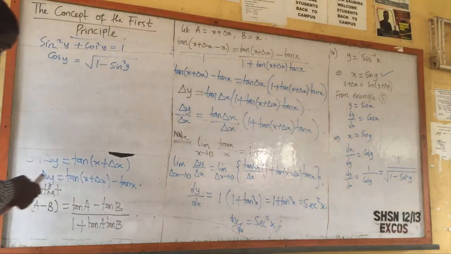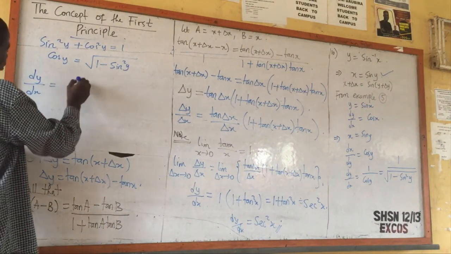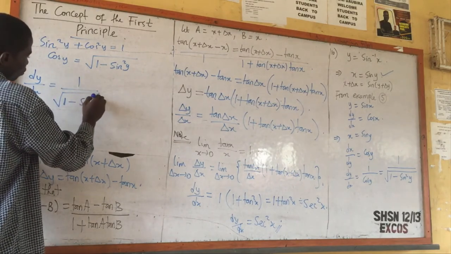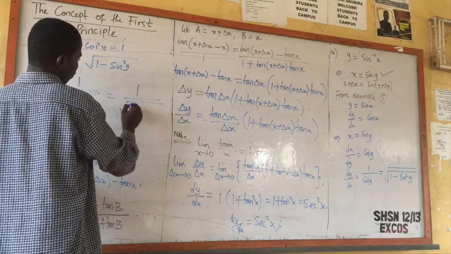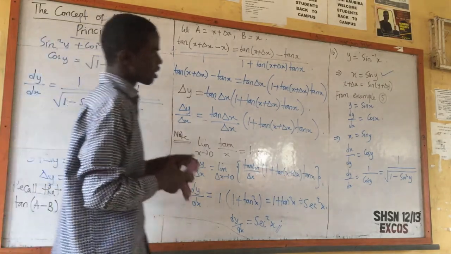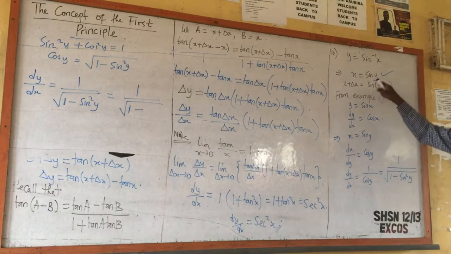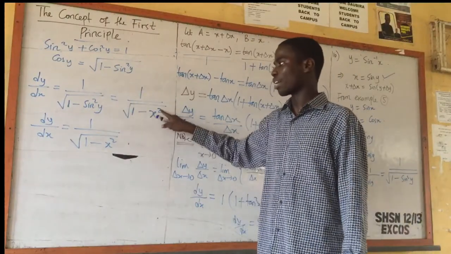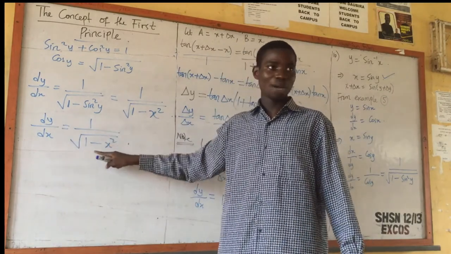So that means dy/ds is equal to 1 over the square root of 1 minus sine squared y. Sine y is the same thing as s. So that's why we have s squared, that's 1 minus s squared. So therefore dy/ds equals 1 over the square root of 1 minus s squared.